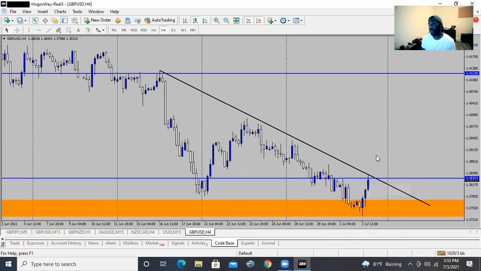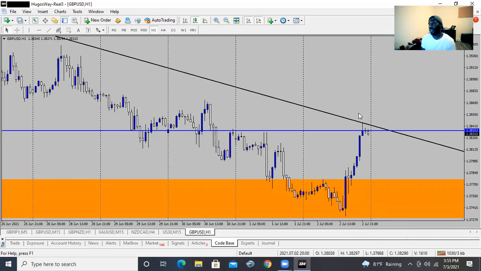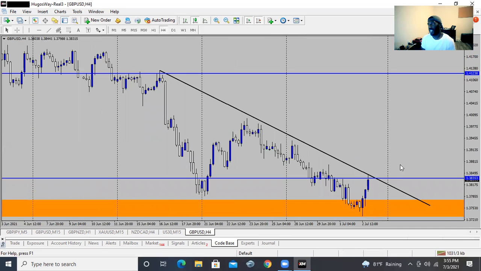So I want to see the market break this 4-hour trend line on the H1, maybe 2 to 3 candles, retest it, and then continue to the upside. Even if it breaks 5 or 6 candles, it doesn't matter about the candle amount, but I want to see a retest before I take any entries to the upside. No retest, no entry. So we are looking for longs on GBPUSD.